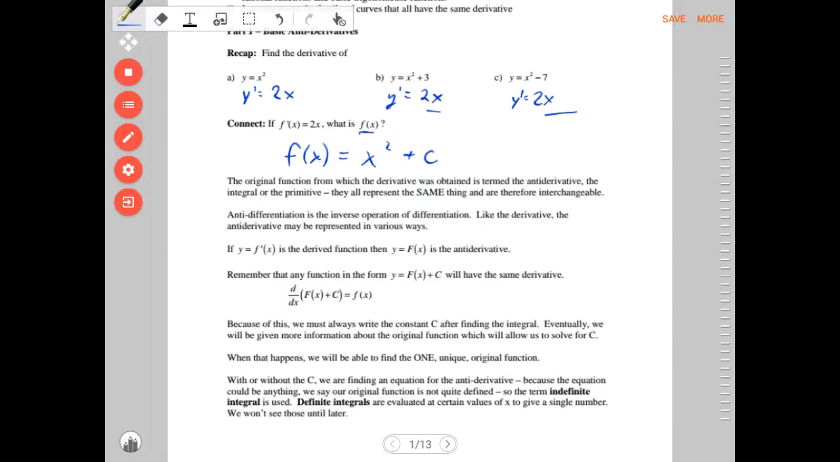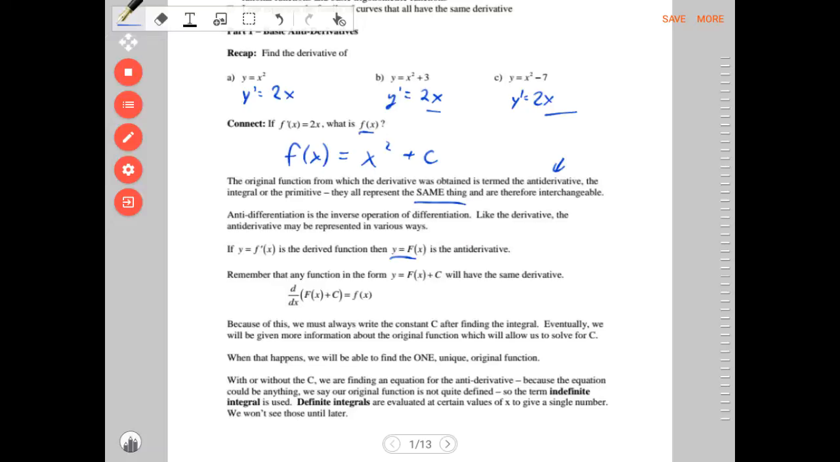So the original function from which the derivative was obtained is termed the antiderivative, the integral, or the primitive. They all represent the same thing, and therefore those words are interchangeable. Antidifferentiation is the inverse operation of differentiation. Like the derivative, the antiderivative can be represented in various ways. If y equals f prime of x is the derived function, then y equals capital F of x is the antiderivative. So that's one way of doing it.